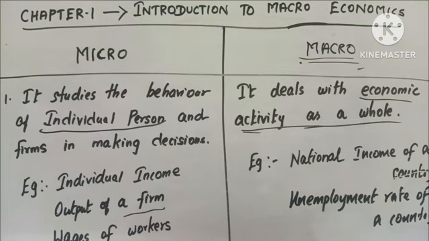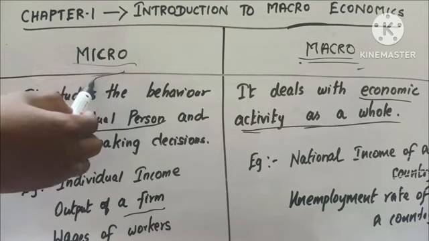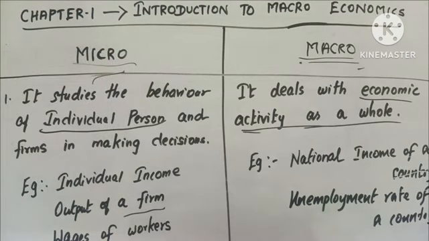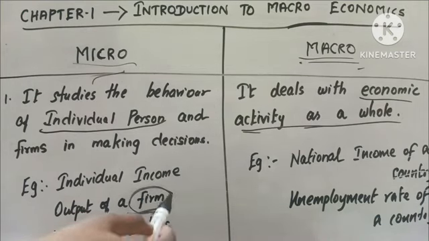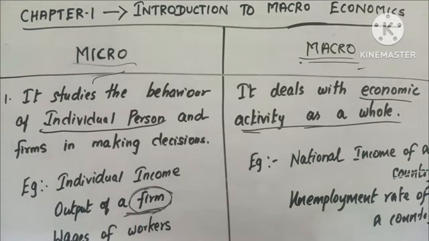In microeconomics, it explains how a particular firm or an individual business takes decisions, at what price to sell their products, how much to produce, or how to reduce the production cost. These all come under microeconomic analysis.